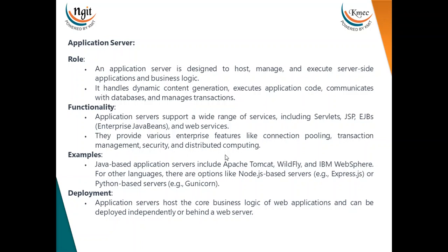Coming to the functionality, it includes servlets, JSPs, EJBs, and web services. They provide features like connection pooling, transaction management, security, and distributed computing. As application servers, we have Apache Tomcat, WildFly, and IBM WebSphere. For other languages, we have Node.js based servers. Express.js is an application server. For Python based servers, we have Gunicorn. This is about the application server.